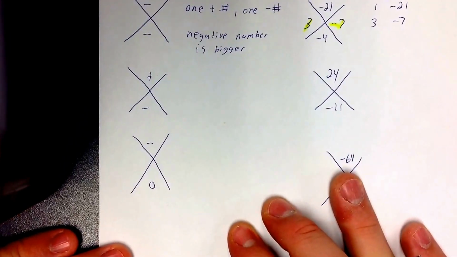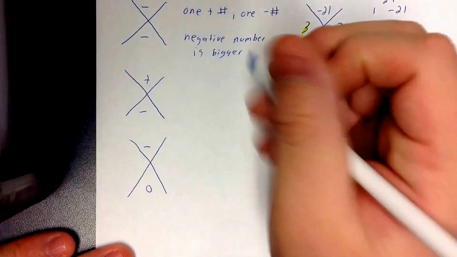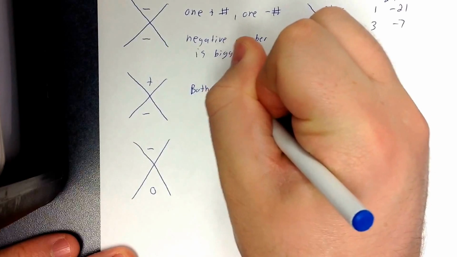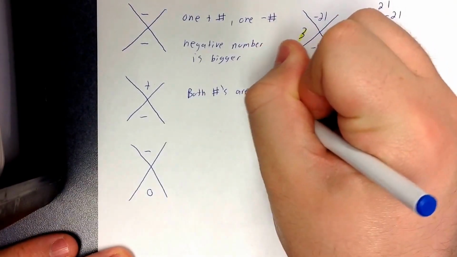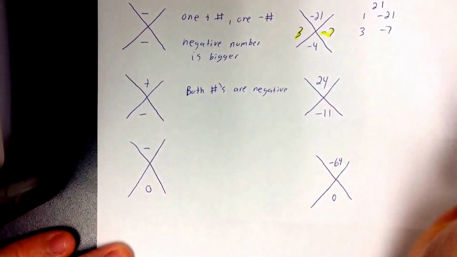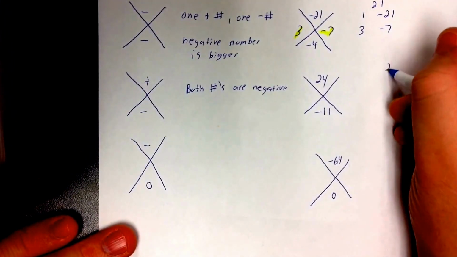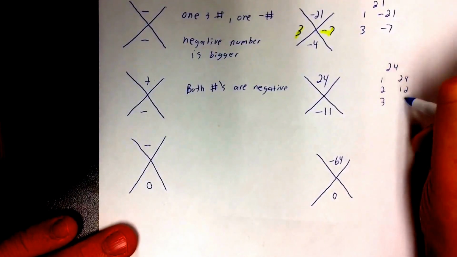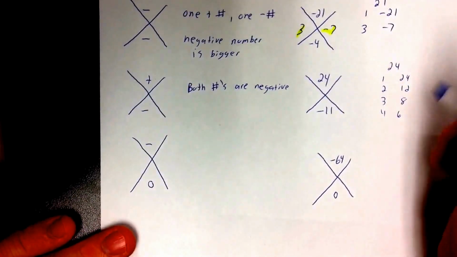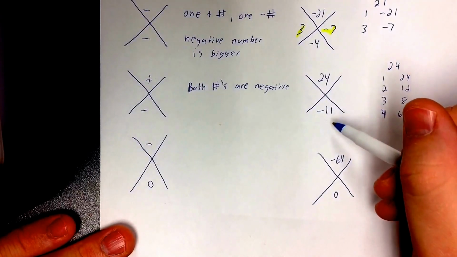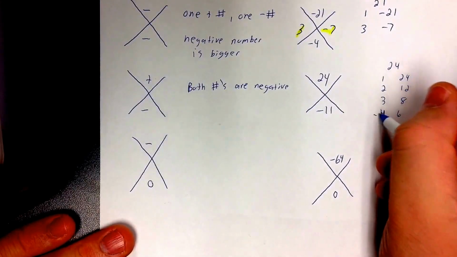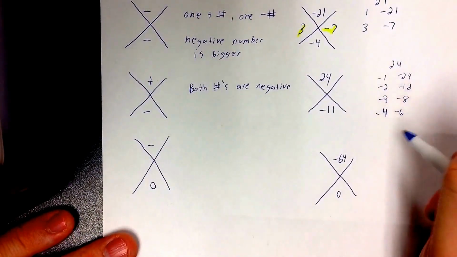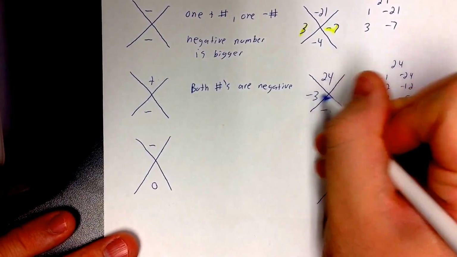I could also have a positive on top and a negative on the bottom. In this case, both numbers are negative. So if I look at 24, what goes into 24? I got 1 and 24, 2 and 12, 3 and 8, 4 and 6. But since I got a negative on bottom and a positive on top, I know both of these are negative. So which one of those adds up to give me a negative 11? Well, that's negative 3 and negative 8.